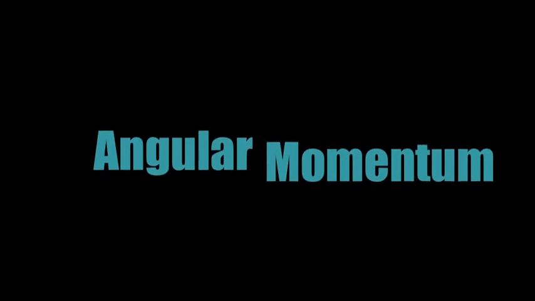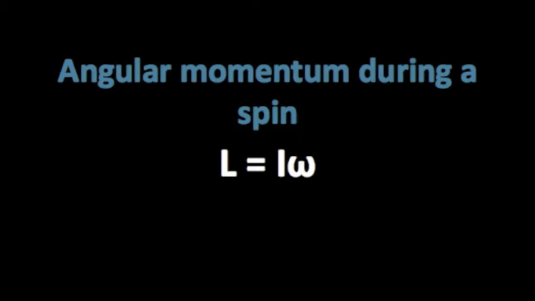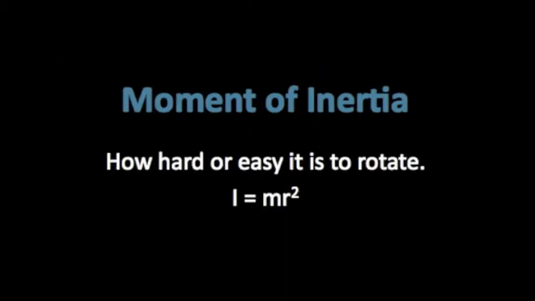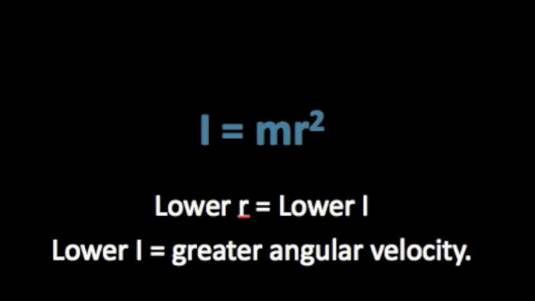Next, we will be talking about angular momentum in relation to the moment of inertia. Angular momentum during a spin equals moment of inertia times omega, which is angular velocity. Moment of inertia is how hard or easy it is to rotate. The equation is mass times r squared. The lower r is, the lower I will be. Lower I equals greater angular velocity.